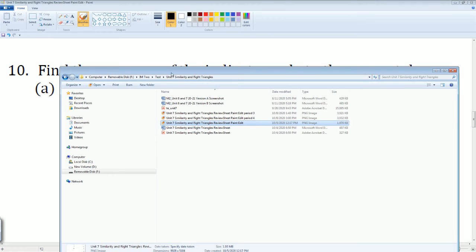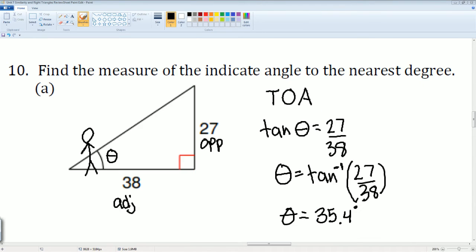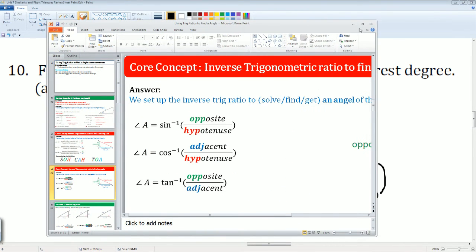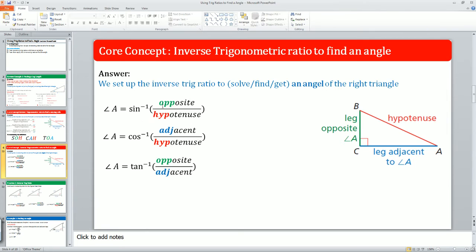Okay, give me a second. I can pull it up for you. I can show you the notes that I had for this. It was finding an angle. Okay, when we find an angle right here, we use our inverse sine. Okay, inverses. We set up the inverse trig ratio to solve, find, or get any angle of a right triangle.